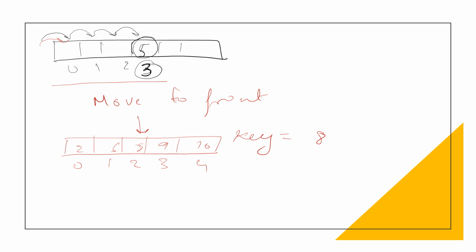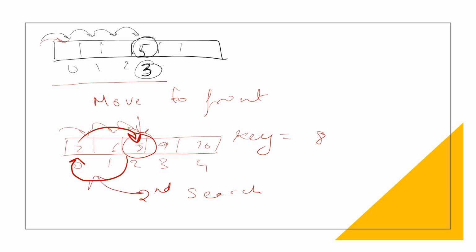Now we'll search 2, 6 and then 8. And as soon as we find the key value, we swap it with the 0th position. We swap these two. So now when we swap these two, on the second search, we'll find it in the first position itself. So this will reduce the time for searching and it is much more efficient.